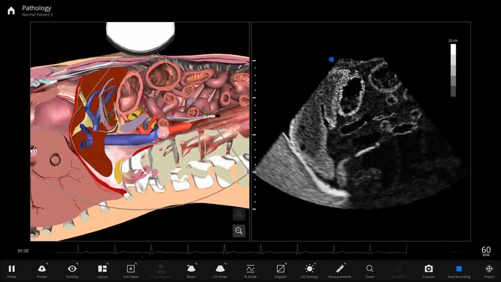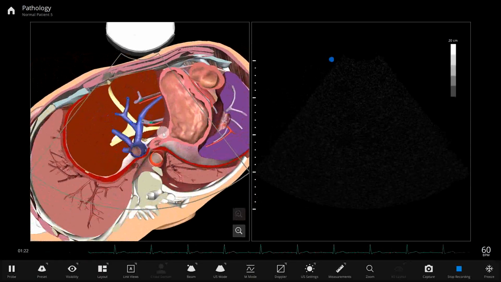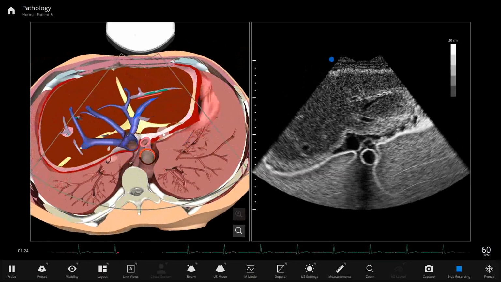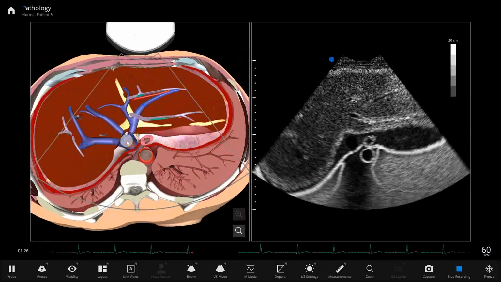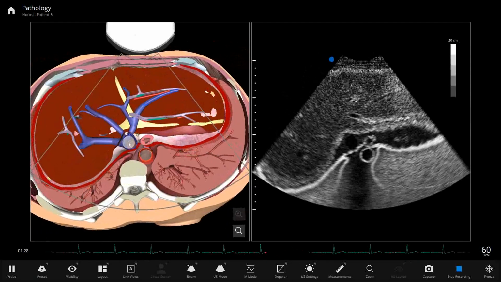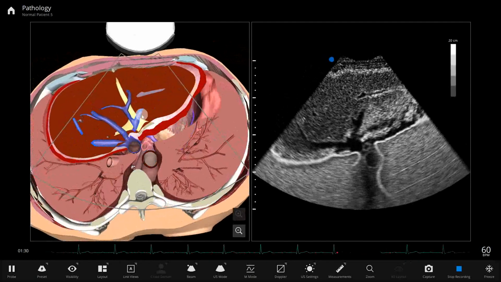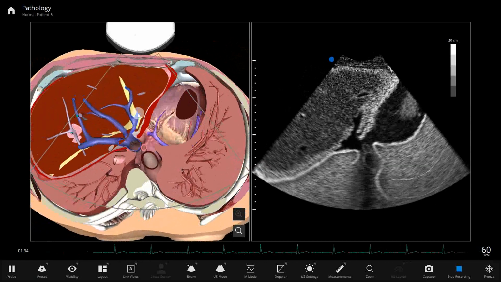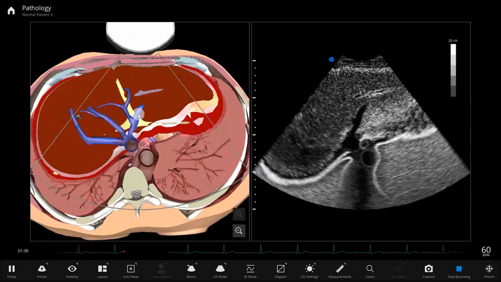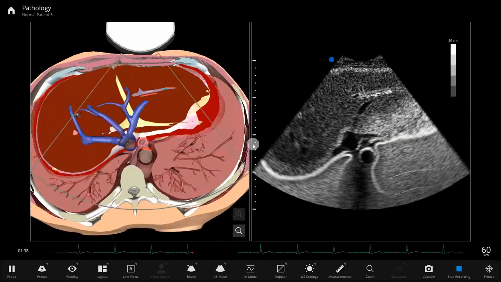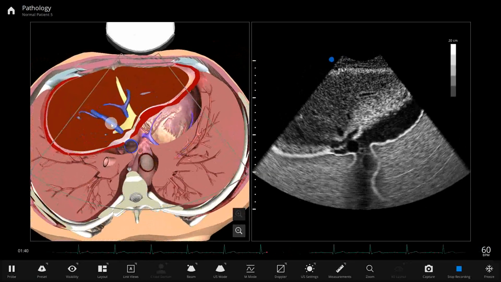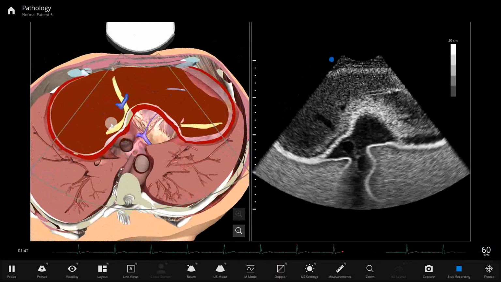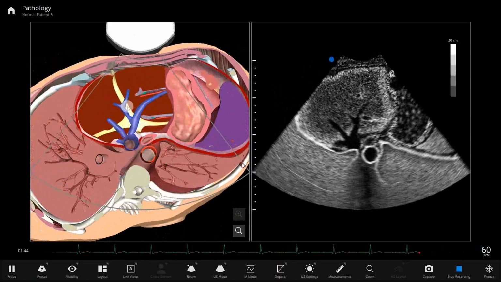I'm going to go ahead and turn transverse. We're going to look first at those hepatic branches. So here we have those hepatic branches dumping into the IVC. We can see the left hepatic vein right here on ultrasound. We have the middle hepatic vein right here.